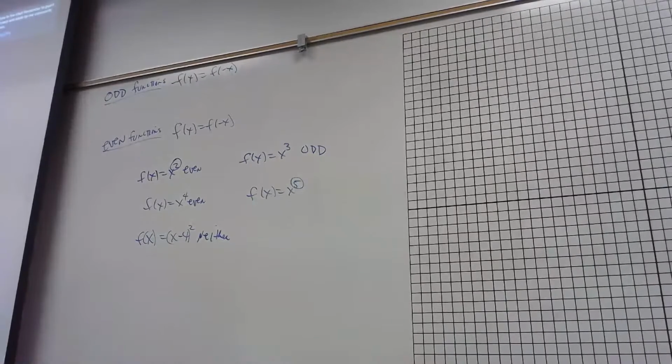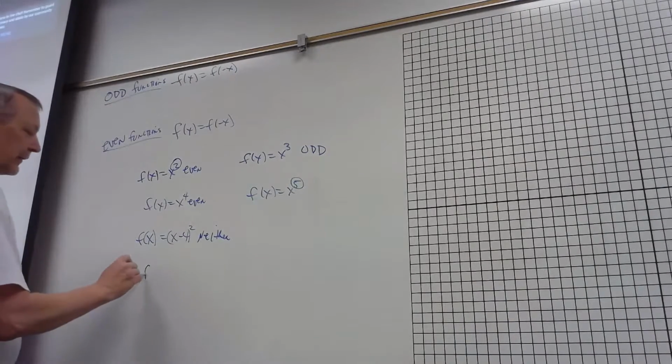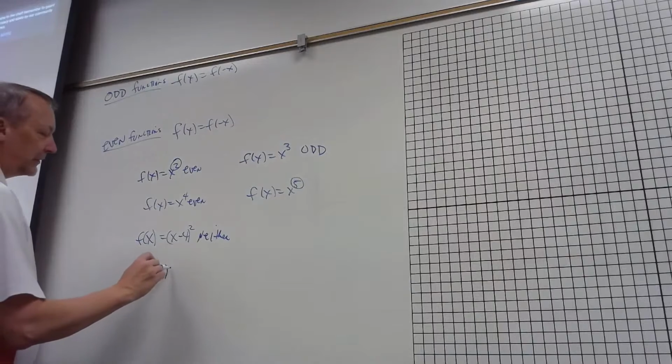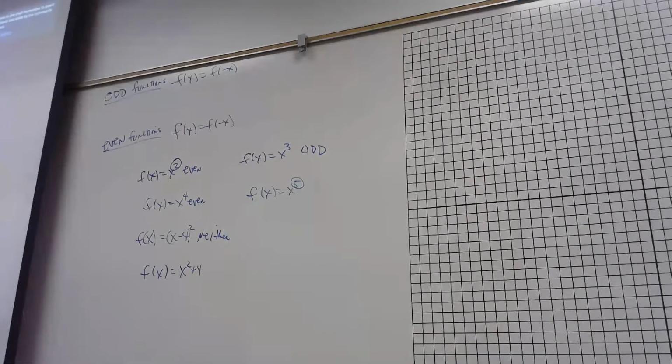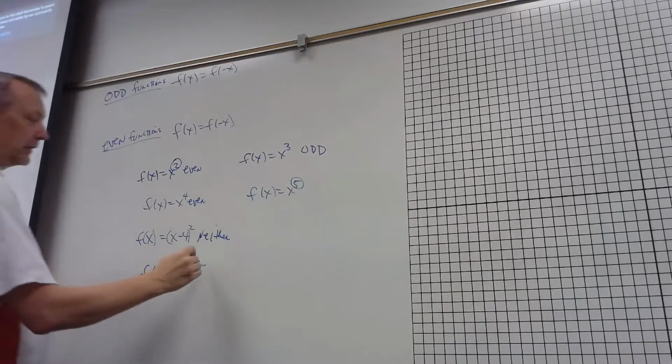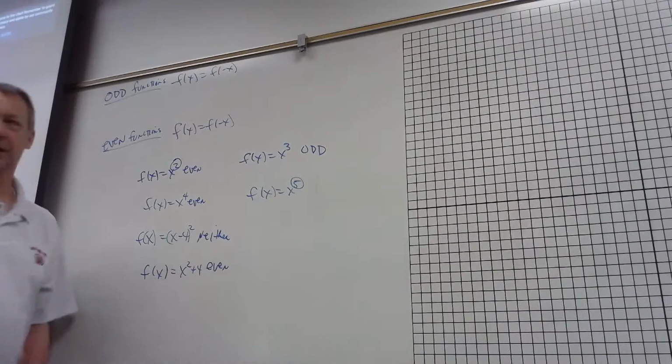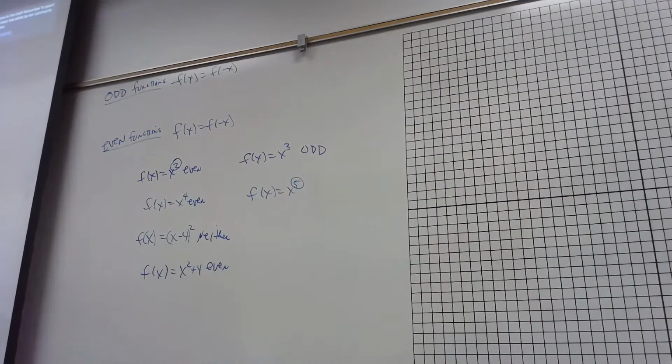All right, if I did f of x equals x squared plus 4, what would you guess? You would guess even, and this one actually would be an even function. Now, let's prove what I just said.